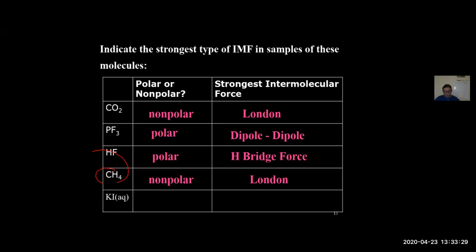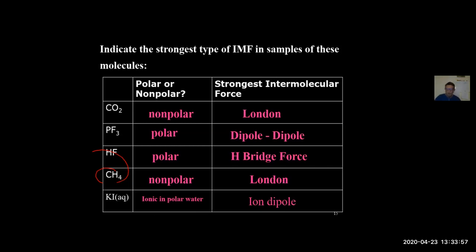Okay. And finally, the last one, where you see that you have KI, potassium iodide, that should tell you I'm dealing with an ion. I have an ionic compound in water because the state is aq, aqueous, right? So the only force involved there is the ion dipole.